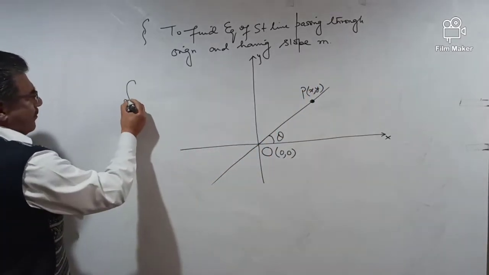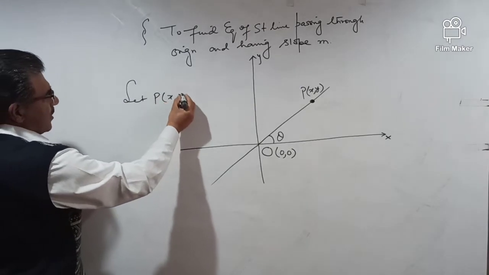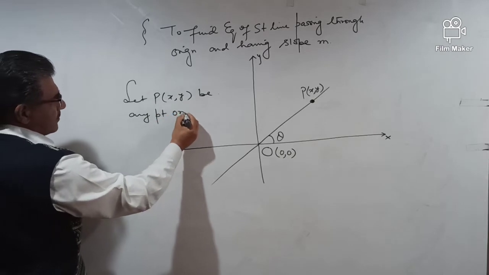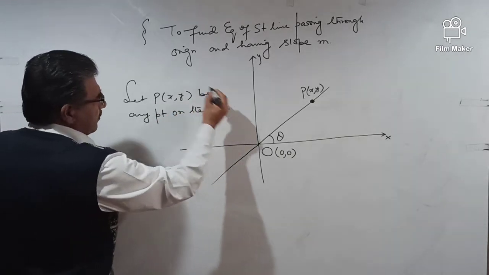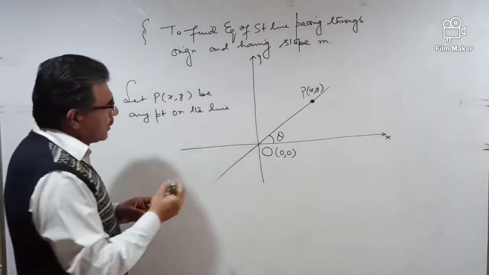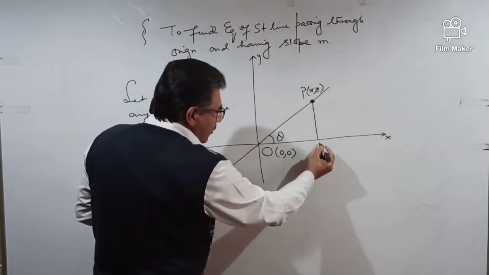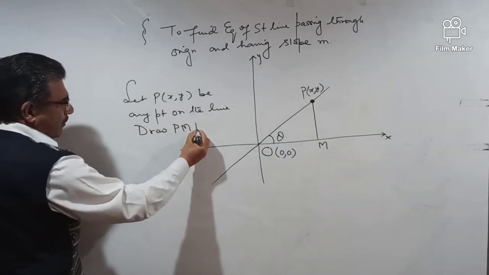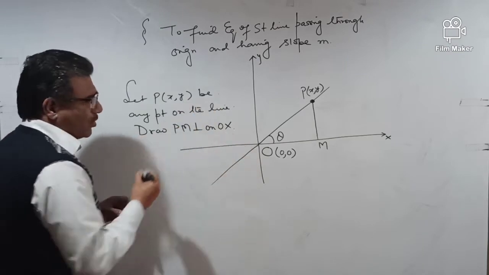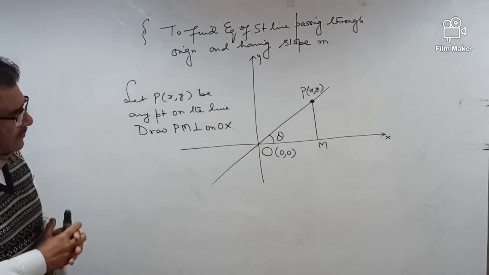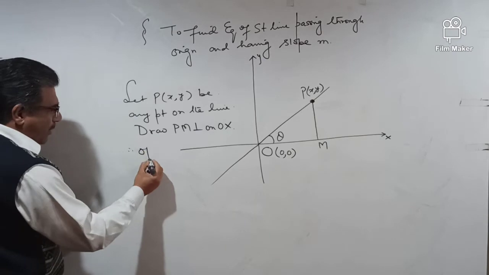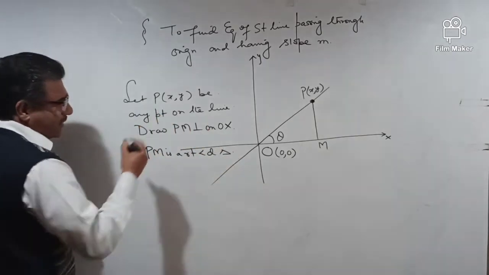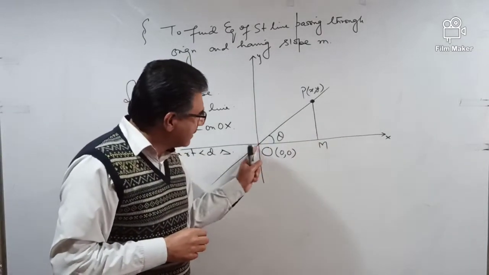Let P(x, y) be any point on the line. What you do? You draw a perpendicular PM on OX. Draw PM perpendicular on OX. See, this is the perpendicular. Therefore, OPM is a right angled triangle.